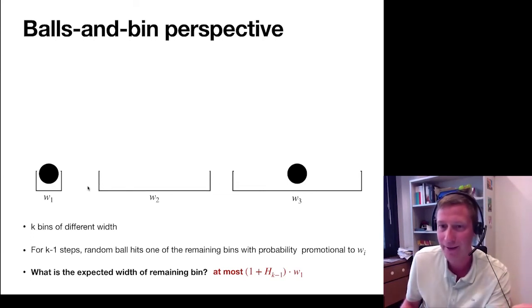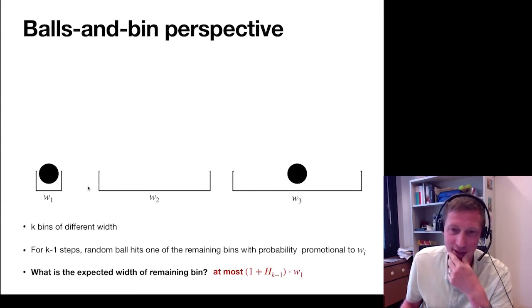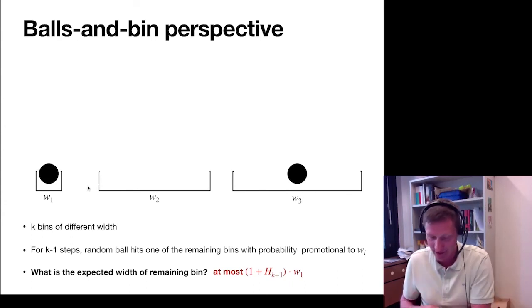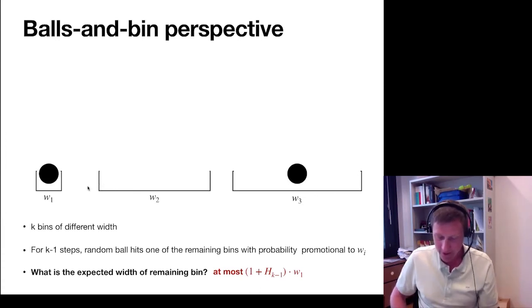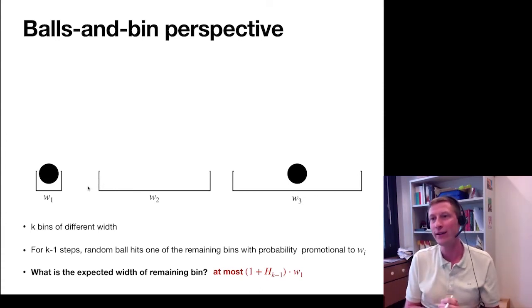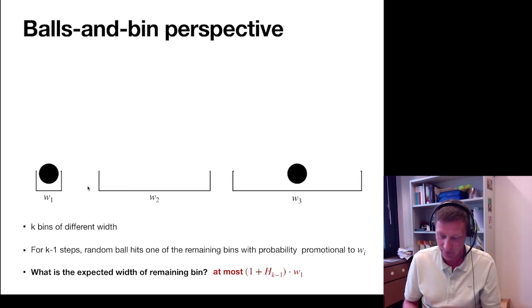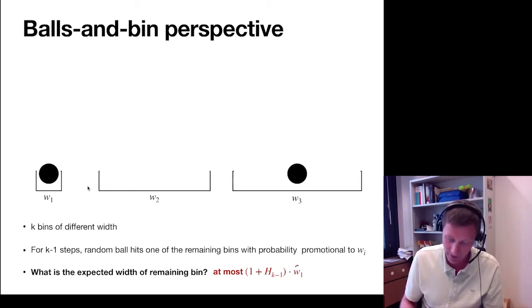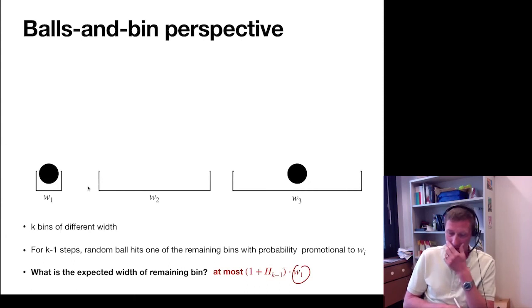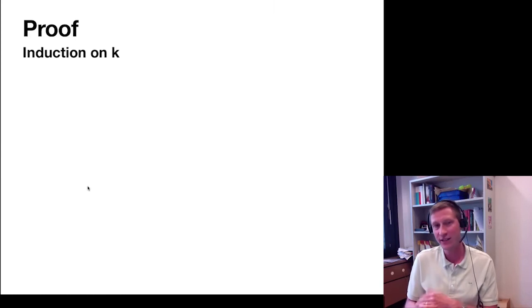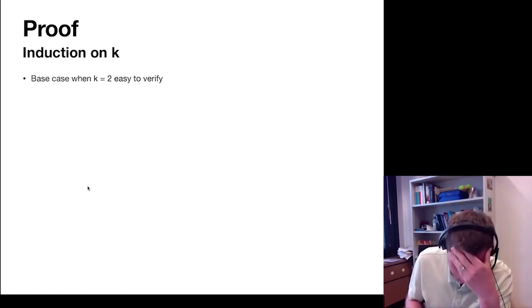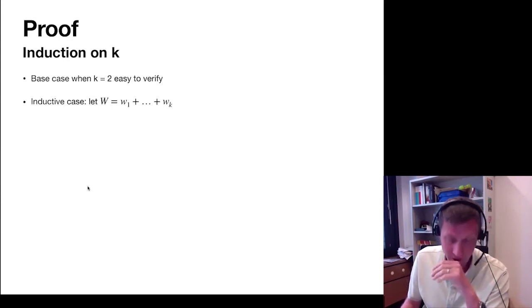So that's why I also hope that there will be a proof for the general case and for the clustering case. I believe this is the worst case for the clustering. No matter the width of the set with 2 bins, 3 bins, 4 bins, and k bins, and so on, we can always bound the expected width of the remaining bin in terms of the smallest bin, w1. So it will be at most 1 plus H_{k-1} times the width of the smallest bin. The proof is by induction on k, so it's easy to verify if, let's say, k equals 2. So now I will do the inductive case.